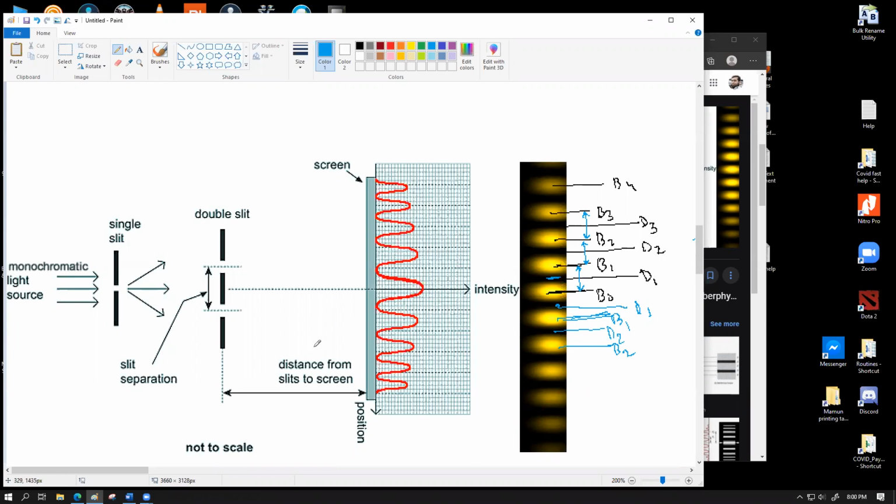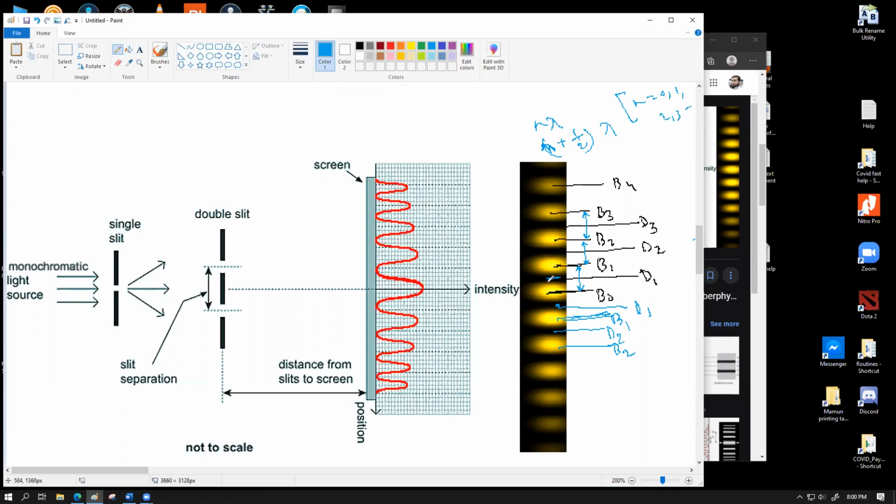And one more small thing I would like you to remember is that at the locations where we have bright fringes, where we have constructive interference, the path difference is n lambda, and at the locations where we have destructive interference or dark points, the path difference is n plus half lambda. It is this half that makes the whole phase difference 180 degrees. So here the value of n is given by 0, 1, 2, 3, etcetera.